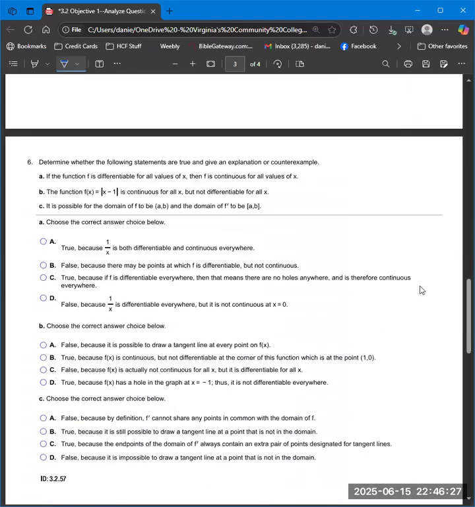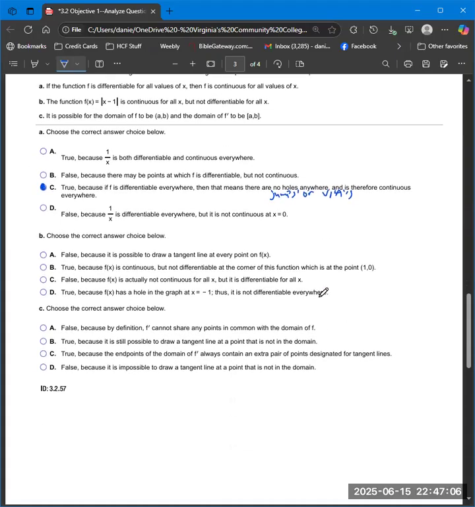If a function is differentiable for all values of x, then it is continuous. That's true. Differentiability implies continuity, not the other way around. So true, because if f is differentiable everywhere, then that means there are no holes, no jumps, no vertical asymptotes, and it's therefore continuous everywhere. I would say not just no holes, but jumps or vertical asymptotes are the other types of discontinuities.